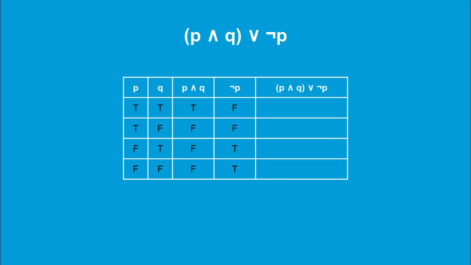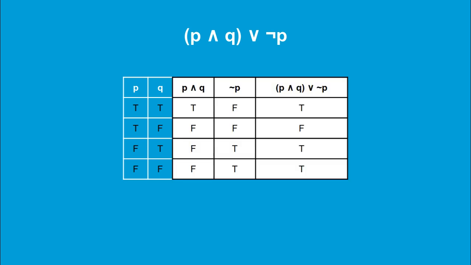True, false, true, true. Everybody agree with that? Because what is the rule for OR? One or the other or both, at least one. At least one of them must be true. Okay? So for the last column, I only look at those previous two columns to work out the last column. True, false, true, true. Does that make sense?